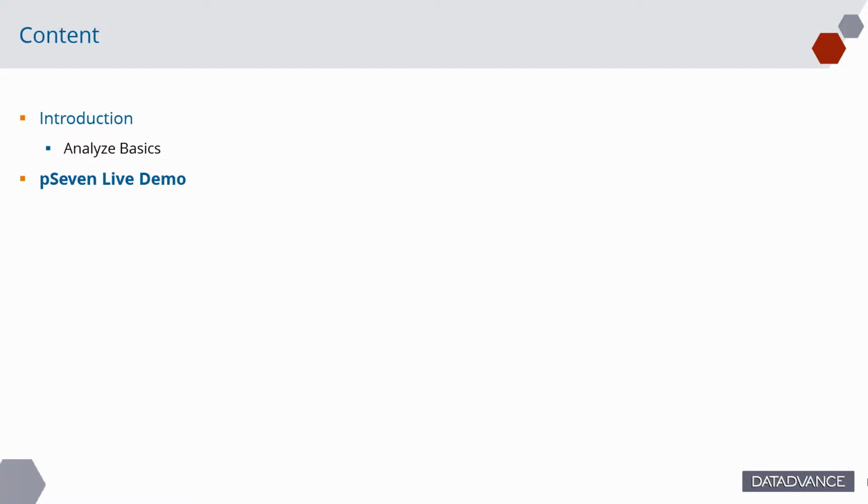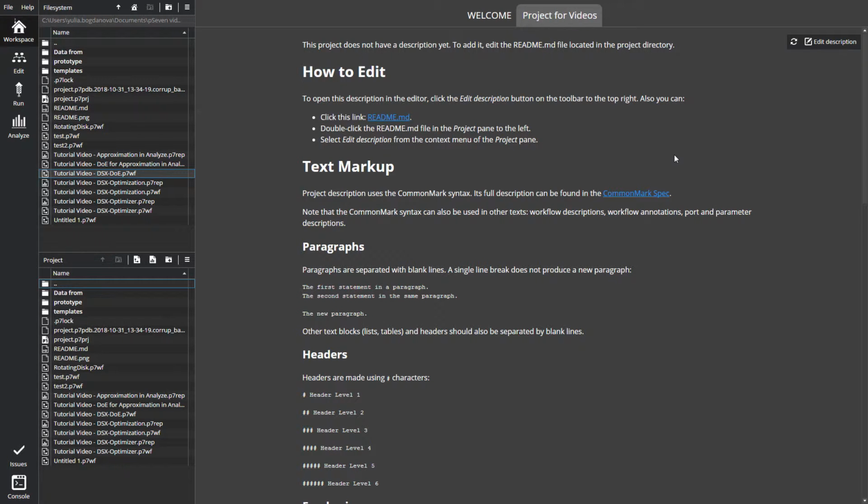Let's switch to the pSeven graphical user interface. We will consider capabilities of the Analyze tools on the example with a rotating disk. Let's open the workflow.